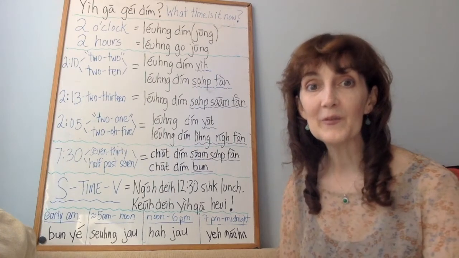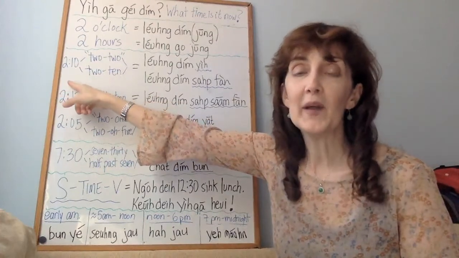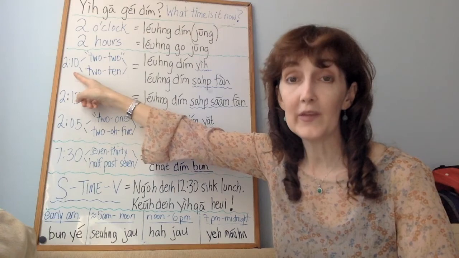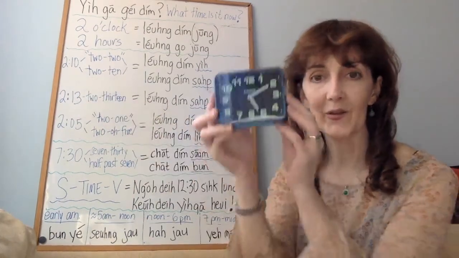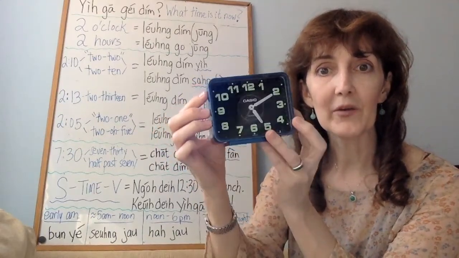Okay, so let's move on to 2:10. If you want to say a time like 2:10, there are 2 ways in Cantonese to do it. Now, this is not just 2:10, but if you're using, here's my clock, if you're using, say, the 2, oh wow, it's 5:10.